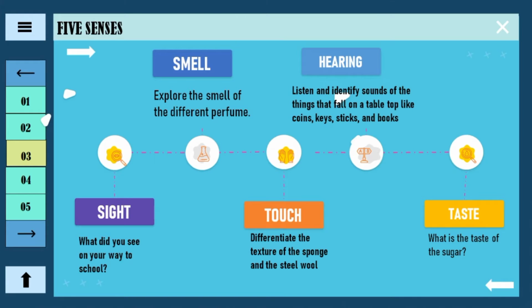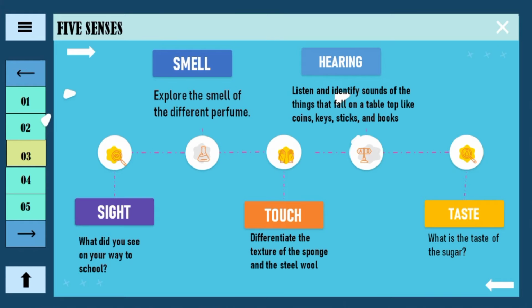Take note class that we see with our eyes, we smell with our nose, we listen with our ears, we taste with our tongue, and we touch with our skin. And our brain receives signals from each of these organs and interprets them to give a sense of what's happening around us. And that's what we call observation. Understood?